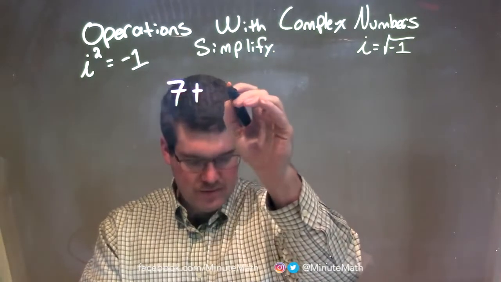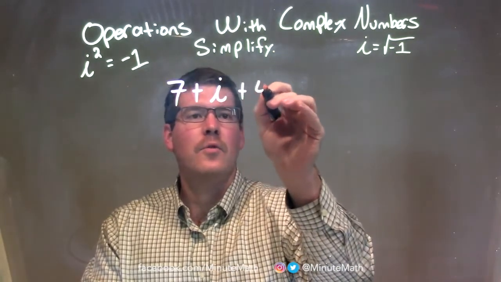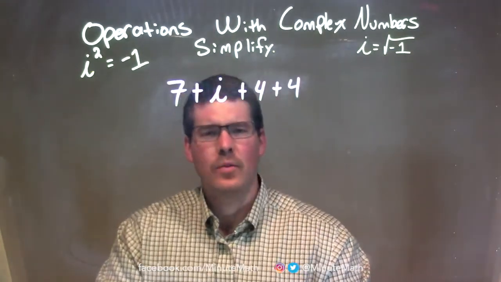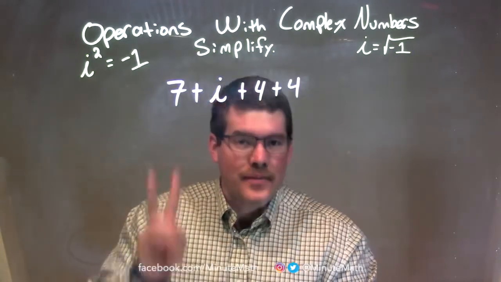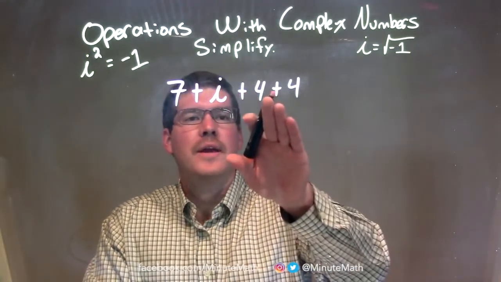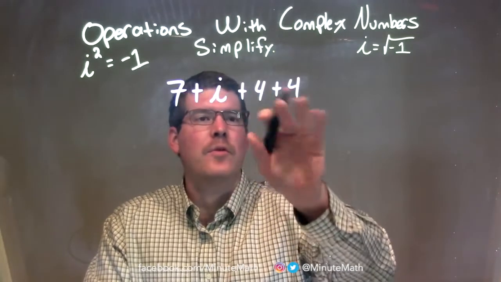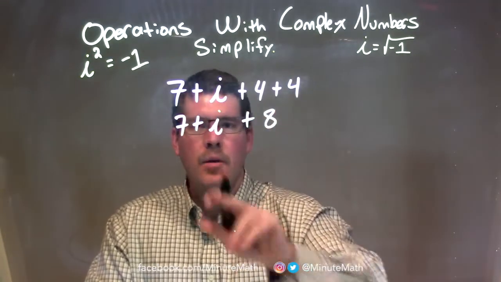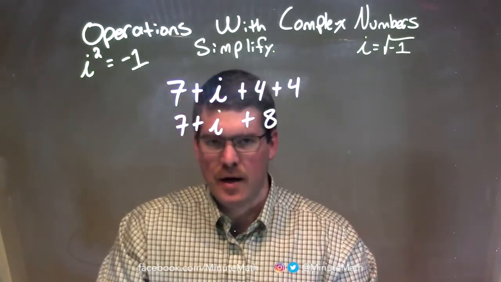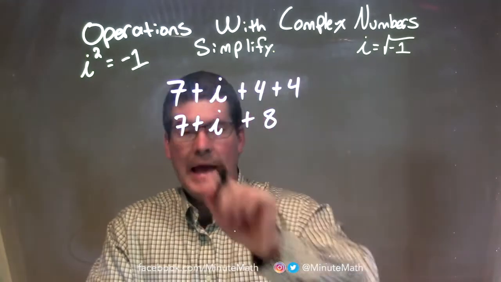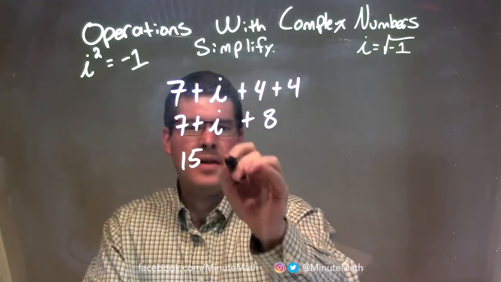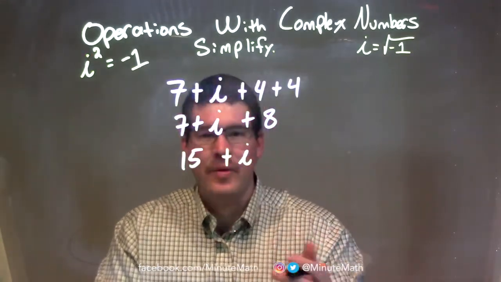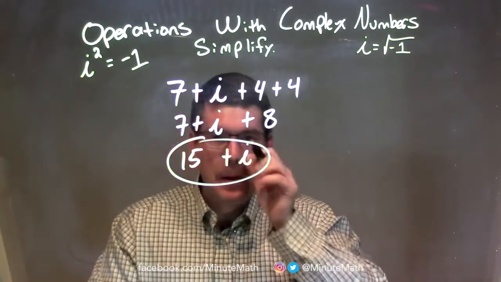7 plus i plus 4 plus 4. When we're simplifying this, we want to combine our like numbers. Our like numbers are 4, so we can combine them together. 4 plus 4 is 8, so we have 7 plus i plus 8. We also have the 7 and the 8 we can combine, which comes out to be a 15, and the i is just by itself. It has nothing else to combine with, because there's no other i's out there. So our final answer here is just 15 plus i.